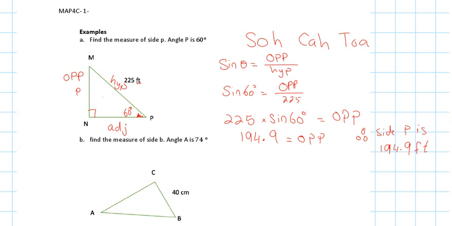So first thing I did is I labeled my triangle. I made sure that I know what angle of interest I have, and I labeled my triangle according to the angle of interest. Then I decided what formula to use, based on whatever sides are given to me or whatever I'm looking for. Plugged my information in and solved for the unknown. Are we okay with this?